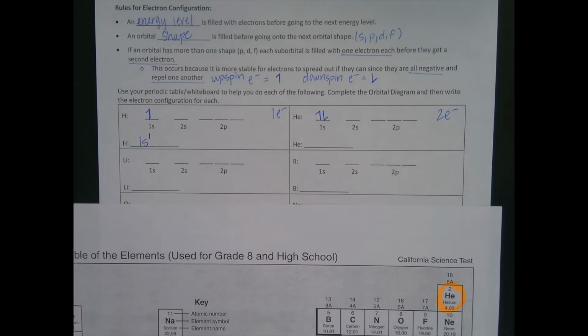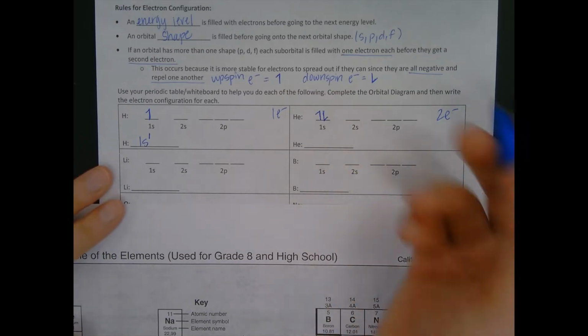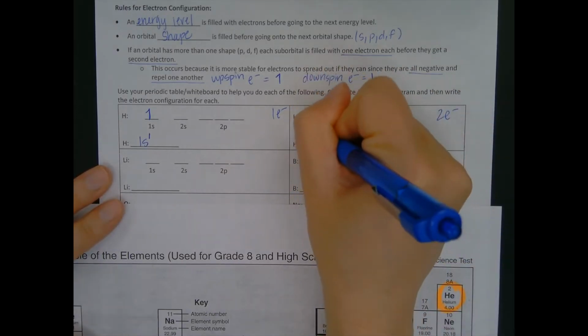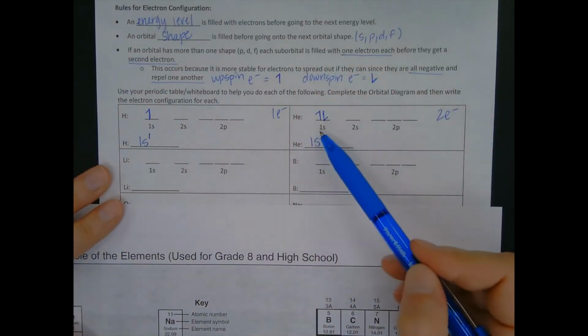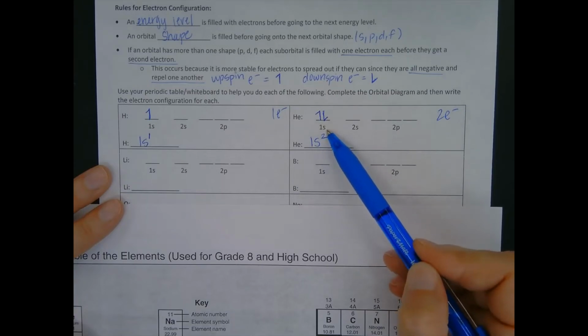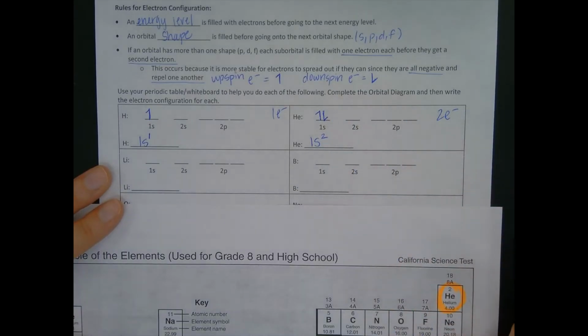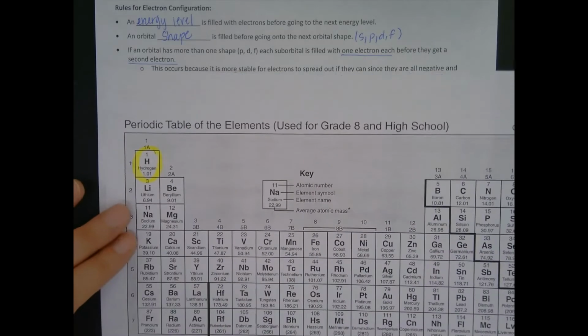Okay, do all the electrons have homes now? Yes, so if I'm going to write this out, I would say 1s2, because in the first energy level, in the s orbital, there are 2 electrons that live there. So helium's electron configuration is 1s2. First energy level, s orbital, 2 electrons live there. Okay? All right, let's just keep going here. Lithium.